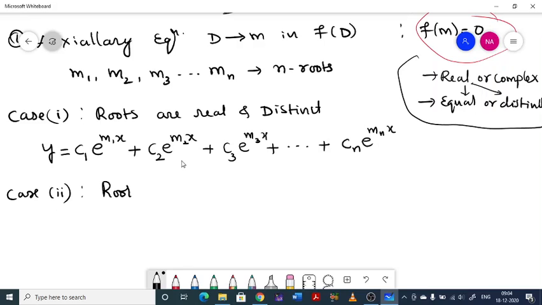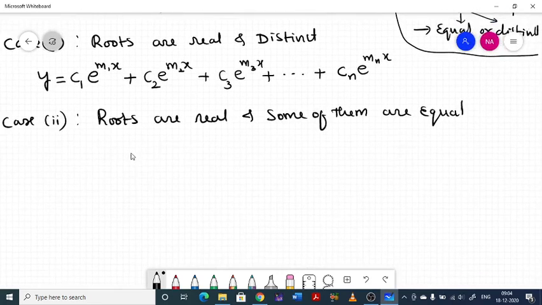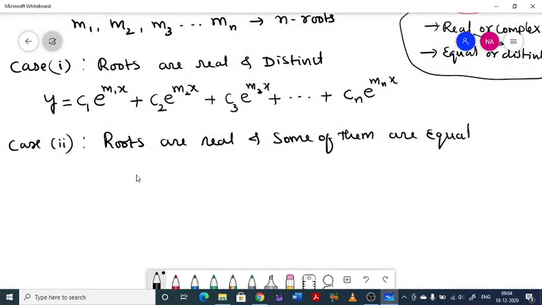Roots are real and some of them may be equal. Some of them are equal. To understand this better, assume the first 3 roots are equal. So y equal to, say, m1, m2 and m3 are equal, and the remaining roots are all distinct: m4, m5.